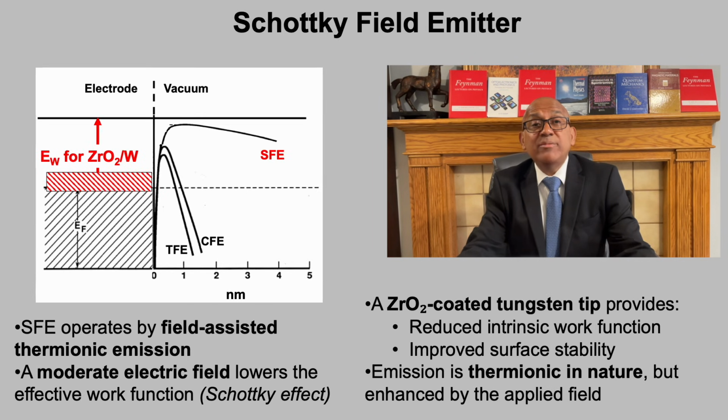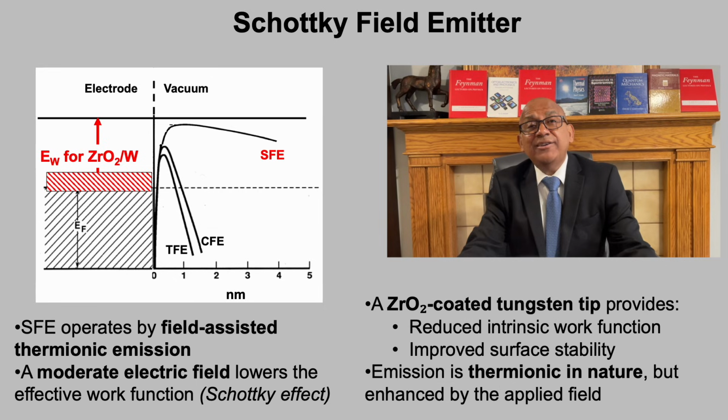In a Schottky field emitter, electron emission occurs by a mechanism known as field-assisted thermionic emission. Unlike cold field emission, the applied electric field here is not primarily used to strongly narrow the surface barrier for tunneling. Instead, a moderate electric field is applied to lower the effective work function of the emitter through the Schottky effect.